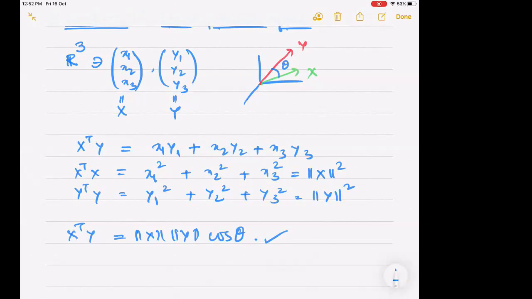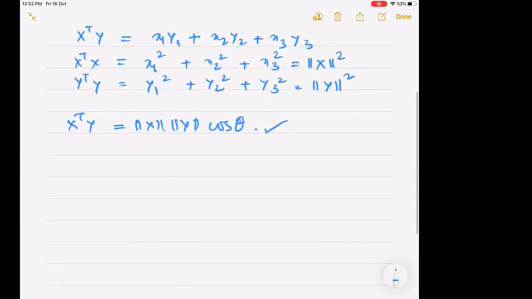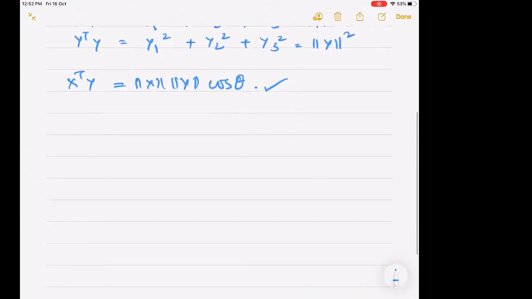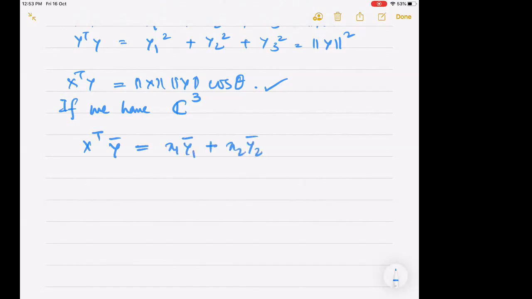Over complex numbers, however, we have to be a little more careful. Instead of R3, if we have C3, then that's a situation where we have to define something like X transpose Y bar, the complex conjugate, which is X1 Y1 complex conjugate, plus X2 Y2 complex conjugate, plus X3 Y3 complex conjugate.